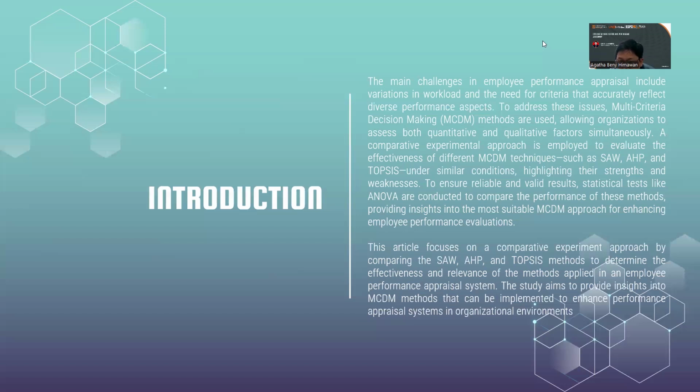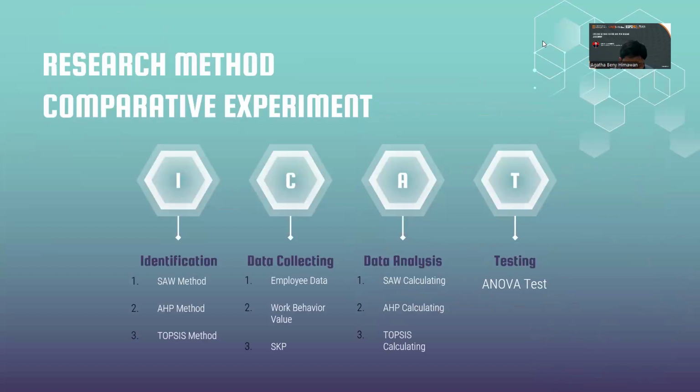The study aims to provide insight into MCDM methods that can be implemented to enhance performance appraisal systems in organizational environments. The research methodology used in this study involved a comparative experiment approach divided into 4 stages: variable identification, data collecting, data analysis, and testing.